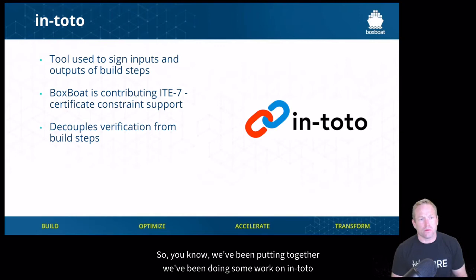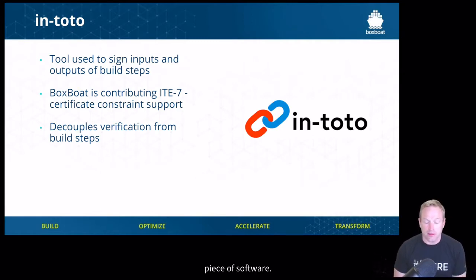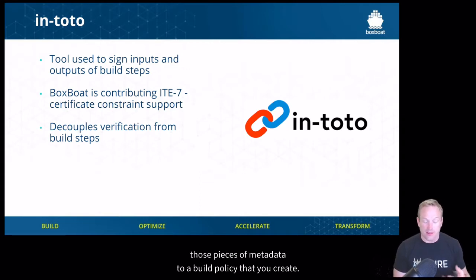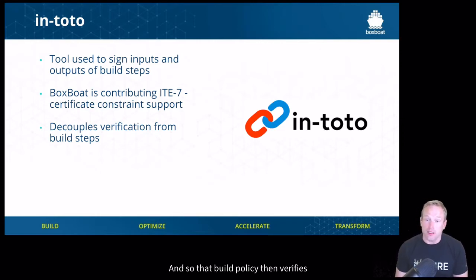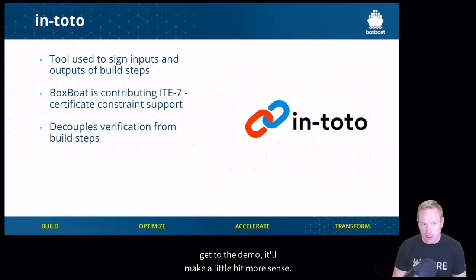So we've been doing some work on in-toto to actually make this happen. In-toto is a great open source piece of software. What it does is it allows you to sign metadata from each of the build stages in your CI process and then compare those pieces of metadata to a build policy that you create. That build policy then verifies that those steps actually took place as you expected them to. You'll see a little bit more of this when we get to the demo, and it'll make a little bit of sense.